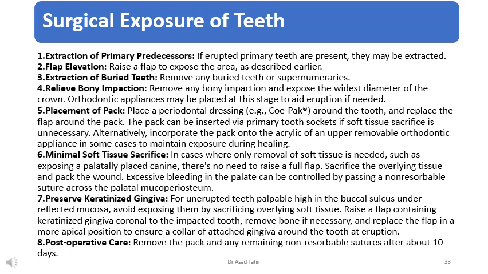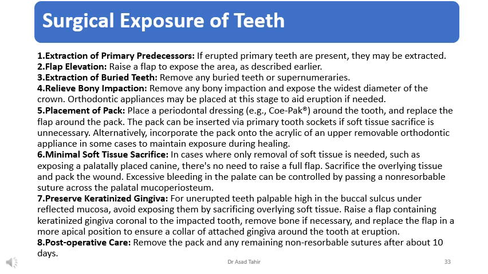Minimal soft tissue sacrifice. In cases where only removal of soft tissue is needed, such as exposing a totally palatal canine, there's no need to raise a full flap. Sacrifice the overlying tissue and pack the wound. Excessive bleeding in the palate can be controlled by passing a non-resorbable suture across the palatal mucoperiosteum.